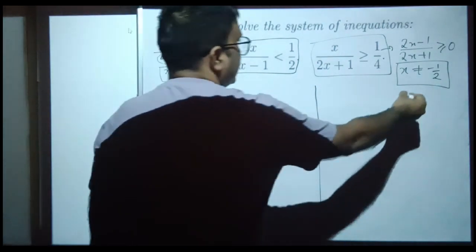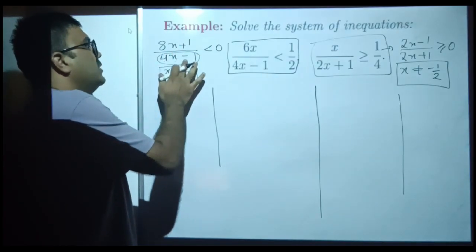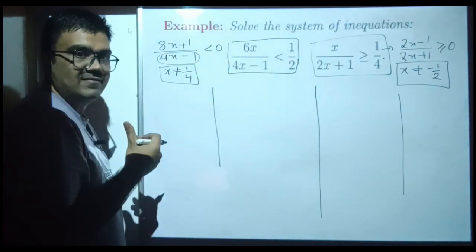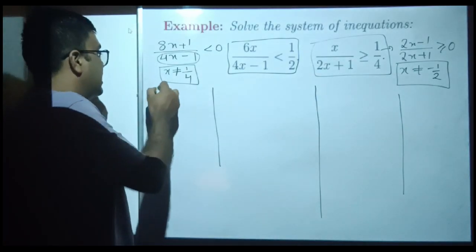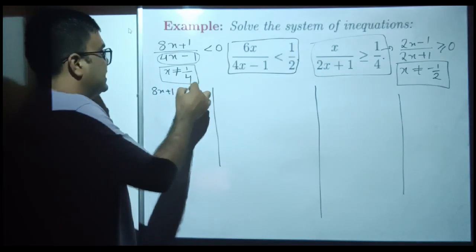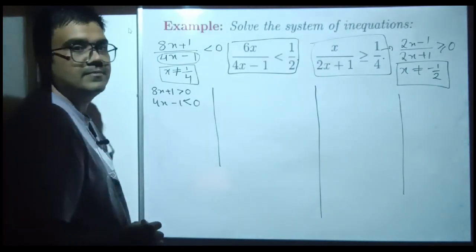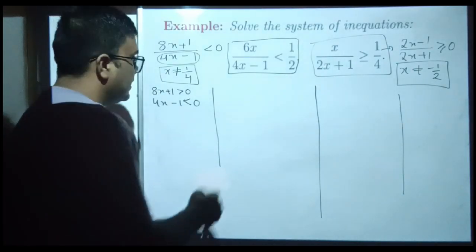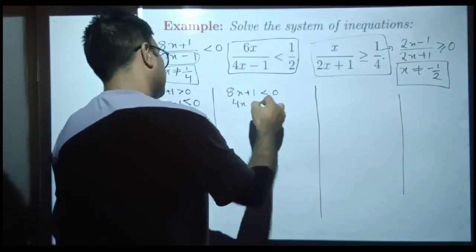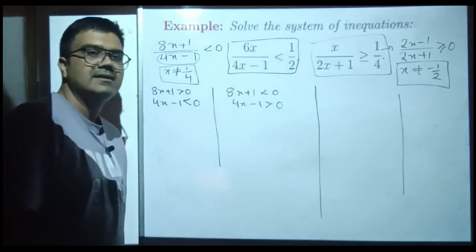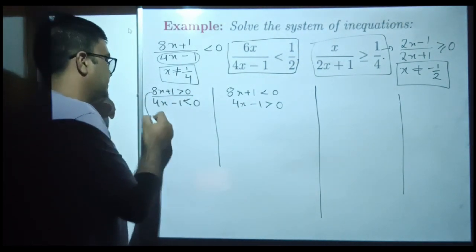There are two cases over here. 8x plus 1 over 4x minus 1 is less than 0. When this term is negative, two cases arise. If 8x plus 1 is greater than 0, 4x minus 1 will be less than 0, opposite signs. Or 8x plus 1 is less than 0, 4x minus 1 will be greater than 0, opposite signs.